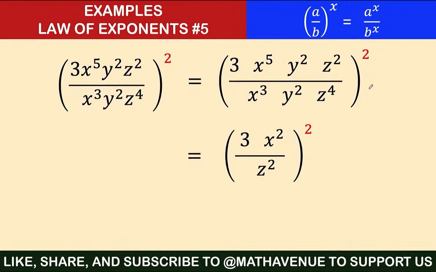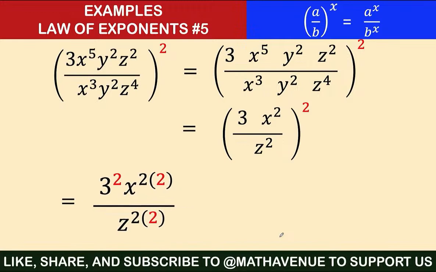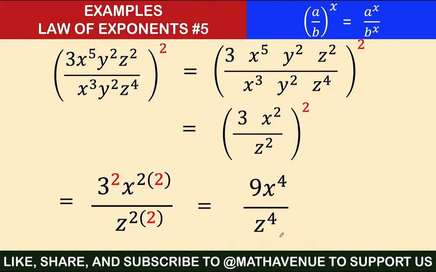And from here, we can now apply law of exponent number 5 and law of exponent number 4. So this 3 is raised to the second, this x squared is raised to the second to get this. And then the denominator is c raised to 2 times 2, which is also another application of law of exponent number 3. Then simplifying, we get 3 squared equals 9, and x to the 2 times 2 is x to the fourth, c to the 2 times 2 is c to the fourth, and this is now our answer.